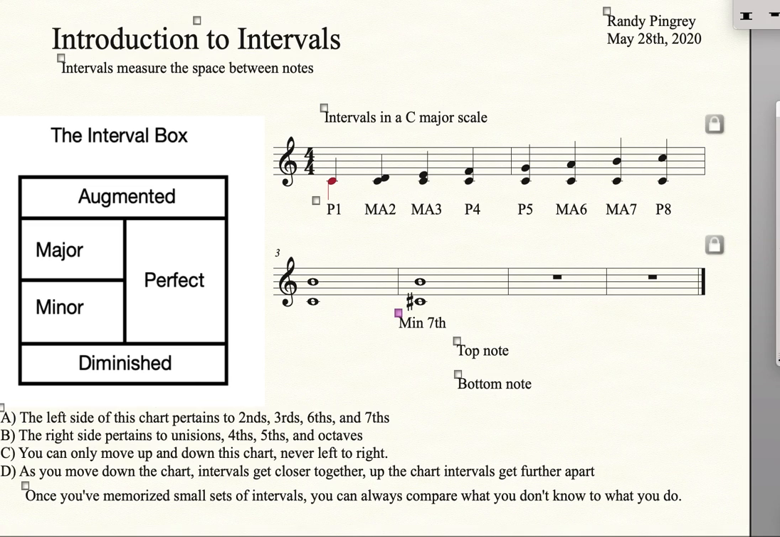And that's how we're going to deal with intervals at first. Over the course of the next couple of classes and the next couple of weeks, I'm going to give you many tools like this to think about intervals.